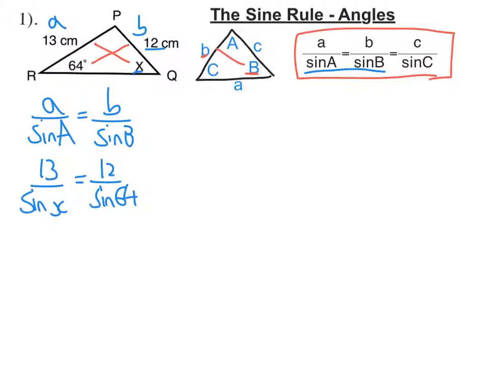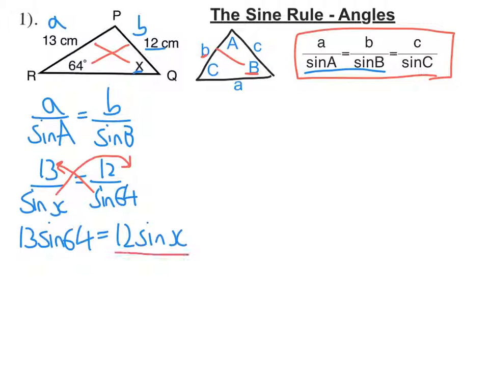Now, I need to get sine x on its own and at the top. So what I'm going to do is multiply everything by sine x, and that will mean that will go over to there. And then everything by sine 64, so that will go on the top of the other side. So we're cross multiplying. What's the result? Well, 13 sine 64 is equal to 12 sine x. So the sine terms have switched sides and are now at the top. Now I need to get sine x on its own, so I'm going to divide everything by 12.